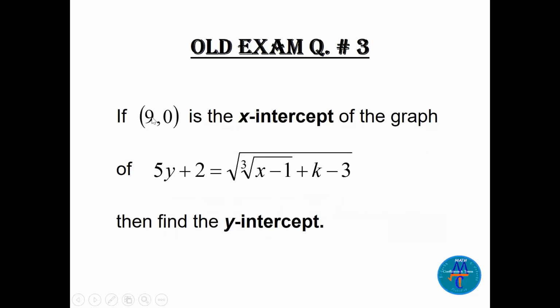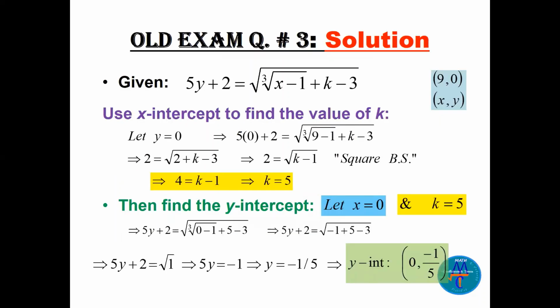The trick? The x-intercept here is (9, 0). So x is 9 and y is 0, because the x-intercept is a point on the graph. I take x equal to 9 and y equal to 0, then I solve the whole equation for k. Then to find the y-intercept, let x equal 0 again.